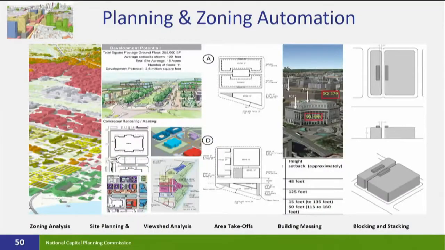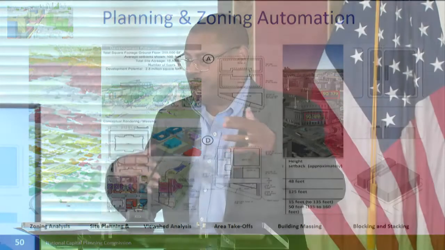So we wanted to be able to do zoning analysis and site planning analysis, viewshed and area takeoffs, building and site massings, and blocking and stacking. And we wanted to combine all these functions, all these methods, into one function. So we wanted to take all these different processes and methods that we use to do planning analysis and make it a one-step process. So it seemed pretty challenging at the time.